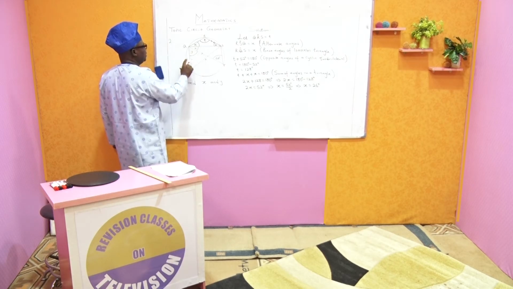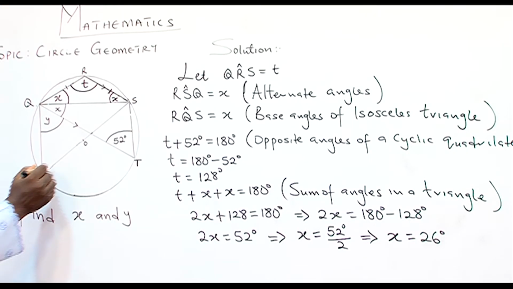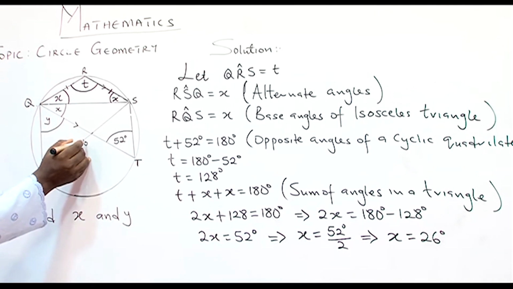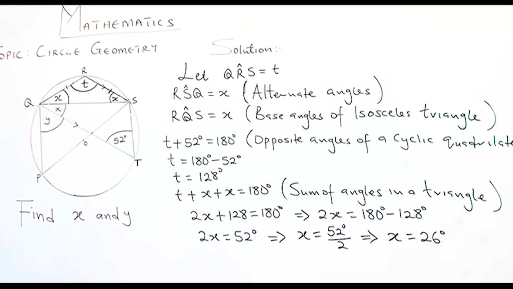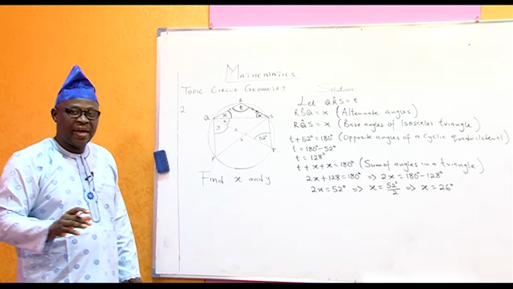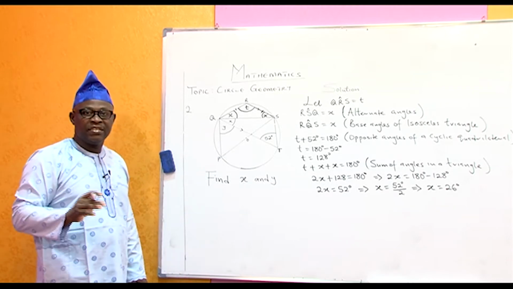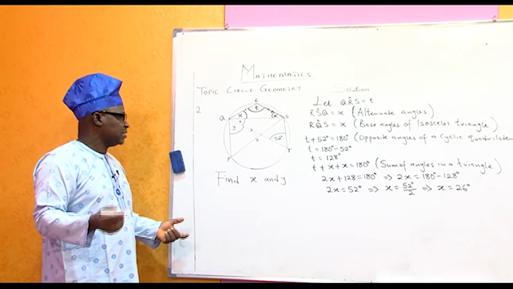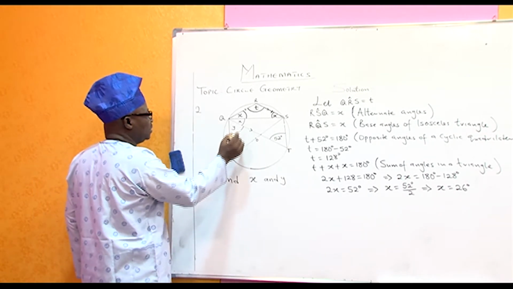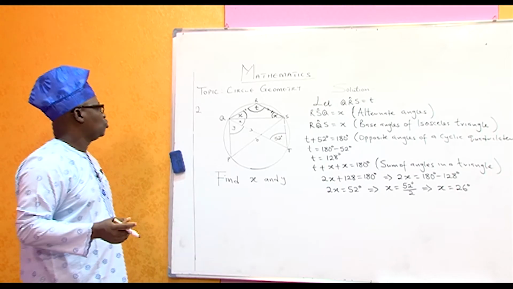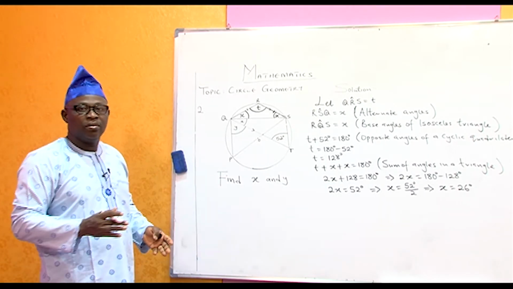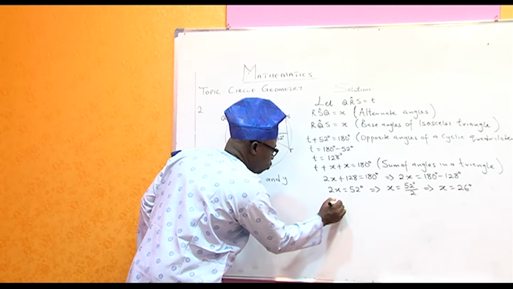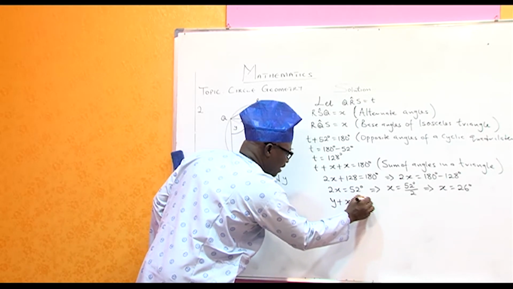Looking at the position of Y and X, this is a diameter. PS is a diameter because that line passes through the center O. Since I have a diameter, what should come to my mind is the angle in a semicircle. And we have said that angle in a semicircle is a right angle. That implies it is 90 degrees. So angle Y plus X is going to be 90 because the two of them combine to form angle in a semicircle. So in that case, I can now write Y plus X is 90 degrees.